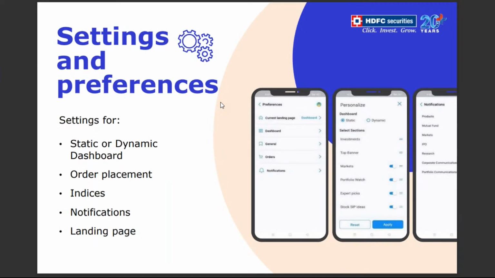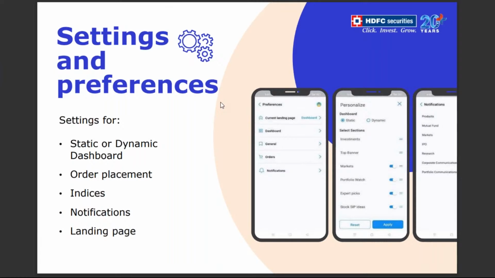And the settings, you can change them. There are so many settings based on the customer's preference. If you want to keep a static page, you can keep a static page, or you want the page to be a dynamic page, where the price is moving in real time, in green or red color. I want to see whether the market is going up or down, the changes in real time. You can have the dynamic dashboard also. And on the single page, if you want to place orders, that is also possible. The order placement page is also possible on the single page.